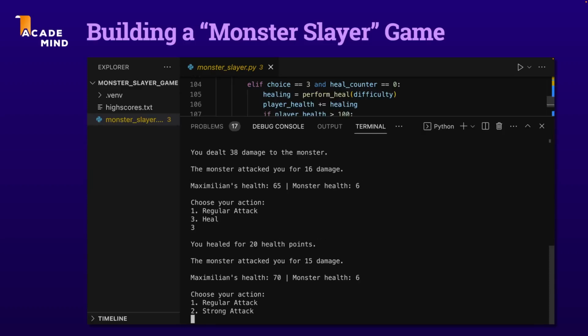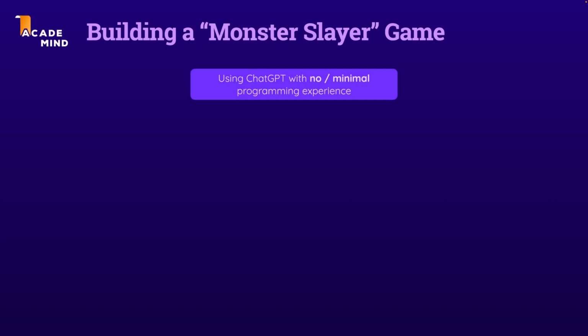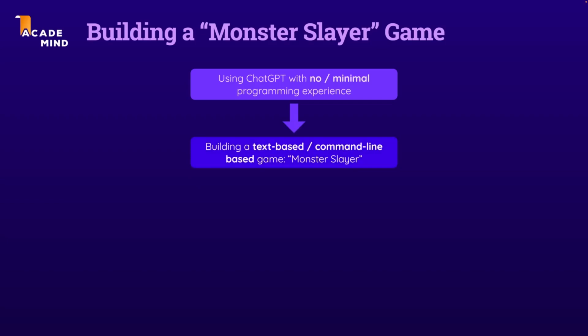But the application we are going to build, as mentioned, will be this Monster Slayer game, where we're going to use ChatGPT with no or only minimal programming experience. And the idea behind this game is that it's a text-based, a command line game, so it has no graphics. It runs only in the terminal or in the command prompt, and the player will therefore be able to play that game via the command prompt or terminal, by executing that Python file, which we're going to create, and by then playing the game.